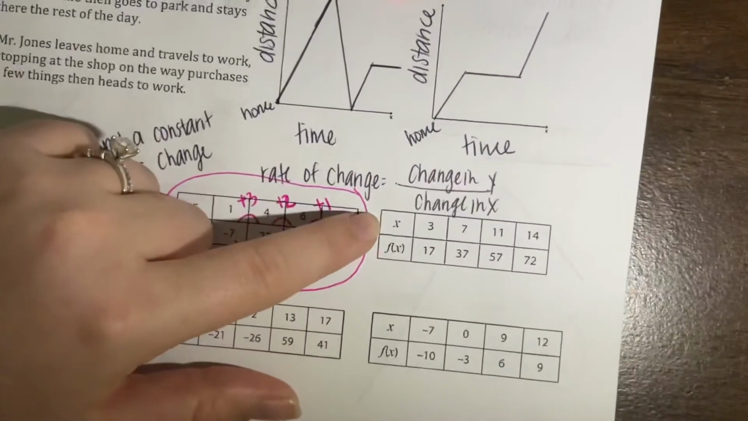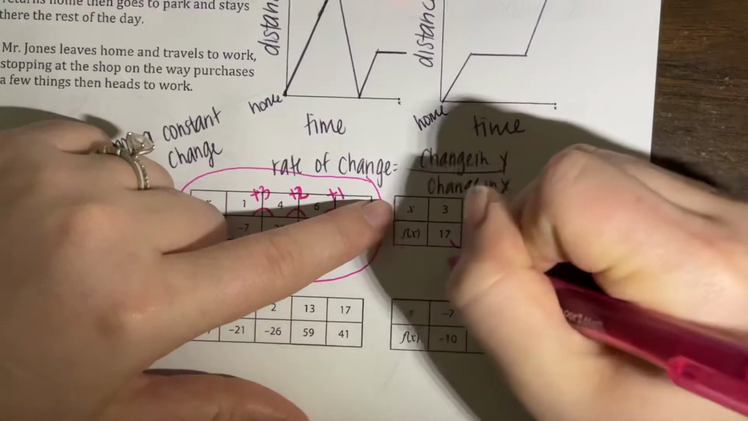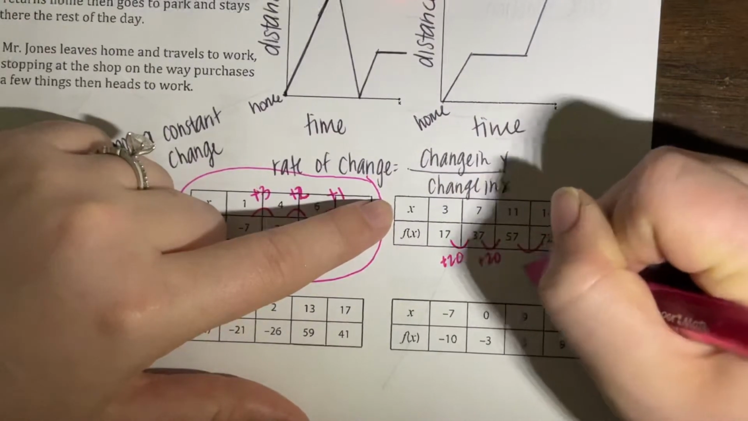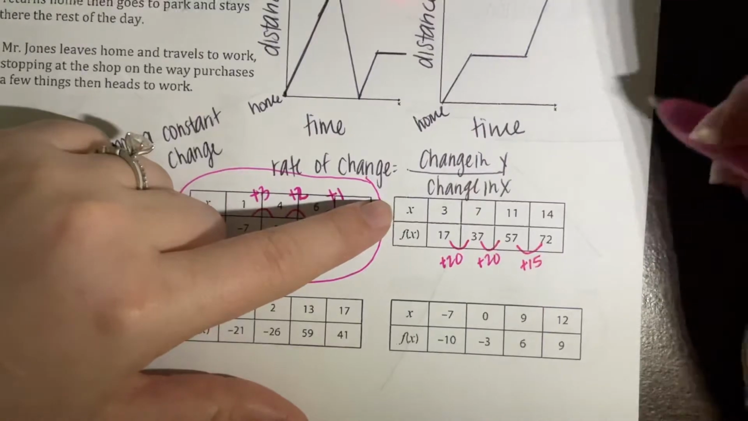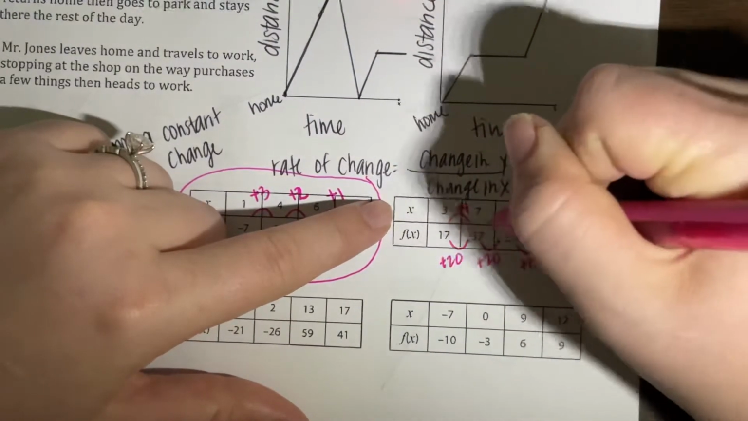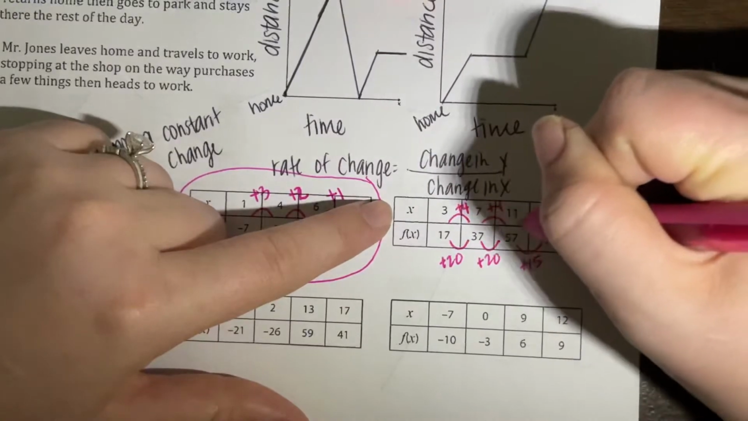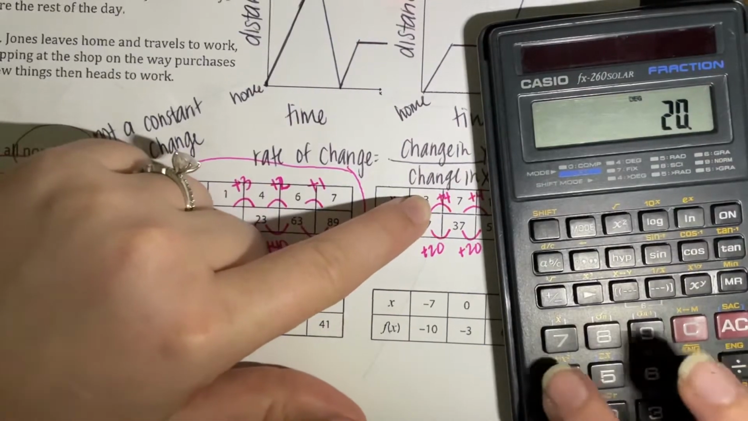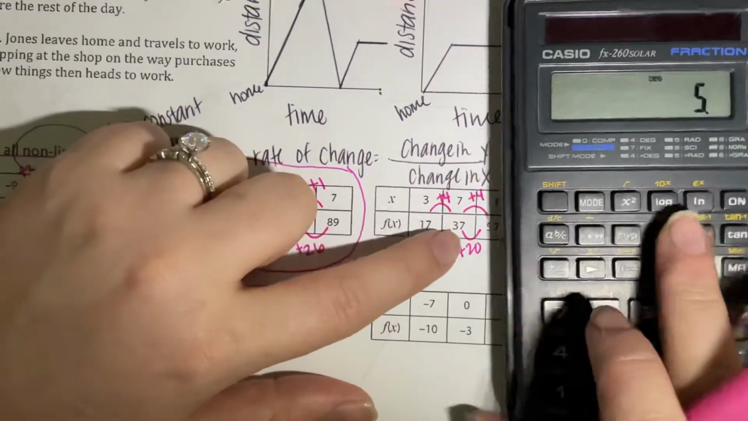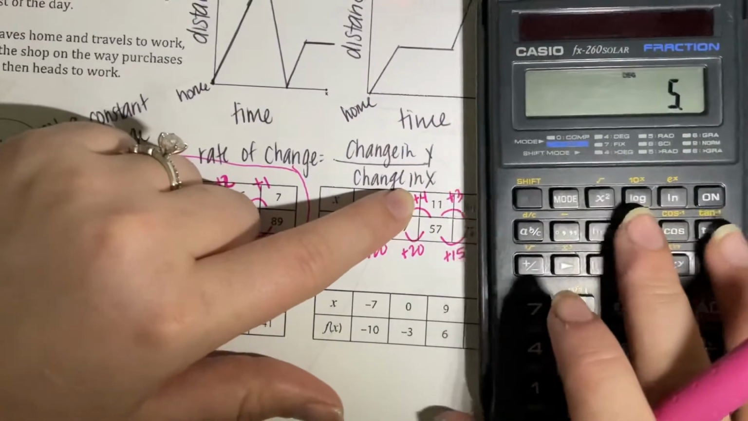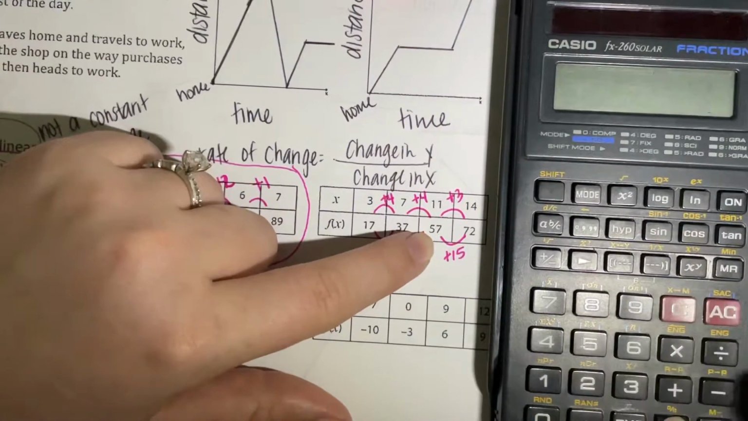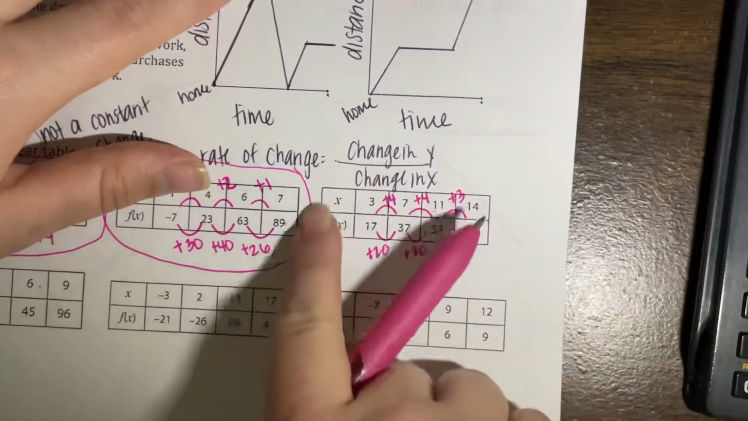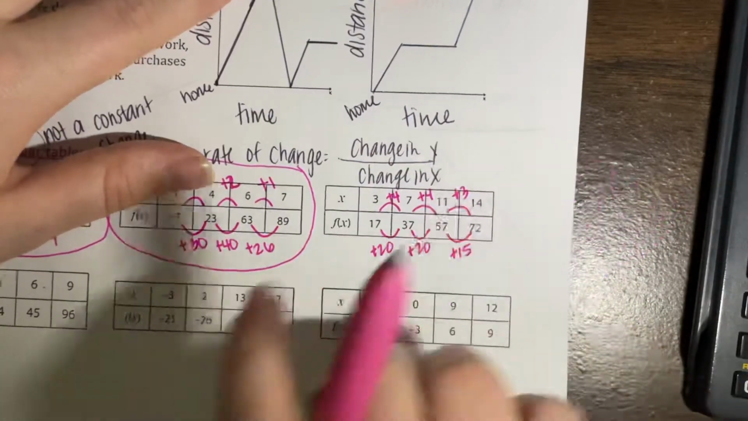This one right here, from 17 to 37 is +20. 37 to 57 is +20. 57 to 72 is +15. 3 to 7 is +4. 7 to 11 is +4. 11 to 14 is +3. Let's check. 20 over 4 is 5. 20 over 4, obviously that's 5, it's the same numbers. 15 over 3, that's 5. The same rate of change each time means that is a linear function, so we are not going to circle that one.